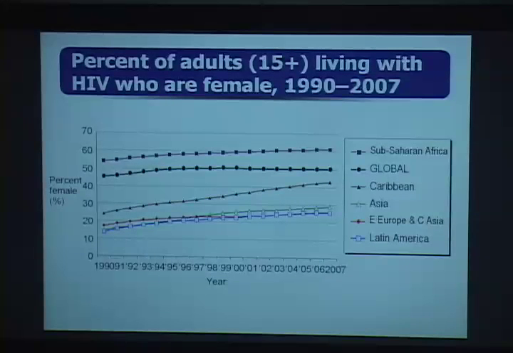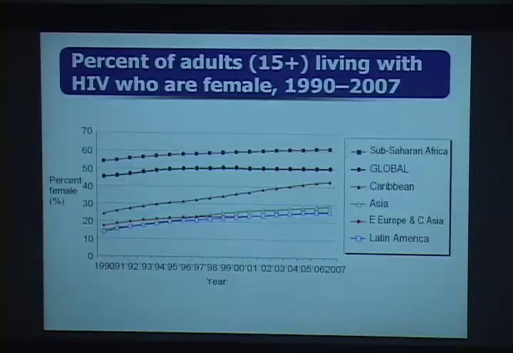And this slide is just placed here to illustrate the increased feminization of the epidemic. And what we've done here is to stratify the epidemic by the percentage of adults aged 15 and over living with HIV who are female throughout the 1990s to 2007. And we stratified this by different regions of the world.